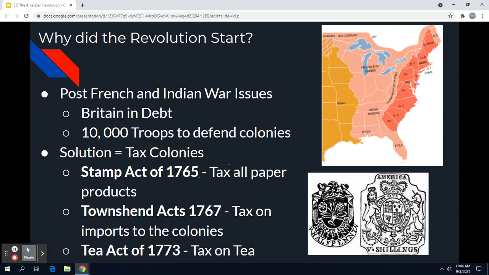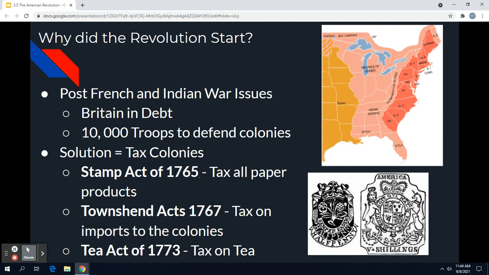And they did this first through the Stamp Act of 1765, which is a tax on all paper. And while this doesn't seem like a big deal to us, back then, everything was made of paper. That's how entertainment like newspapers and books was printed, playing cards, legal documents, everything was done on paper. So this was actually a tax that would add up over time for the colonies.